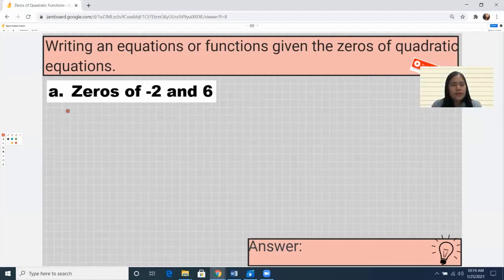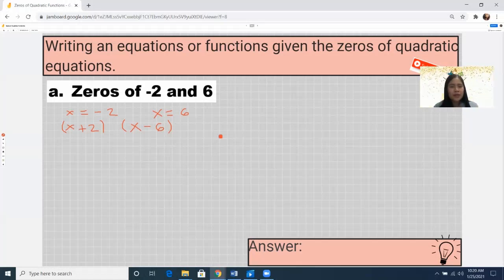Let us write first the zeros. We have negative 2, and then the second zero is positive 6. Don't get confused on those signs. Then we will write them in the form of factors so that we can easily write them into its function or equation. The first one is x plus 2, because we move it to the other side, from negative it becomes positive 2. And then x minus 6, because from positive it becomes negative 6. There you go, from zeros, writing them first into the factors.